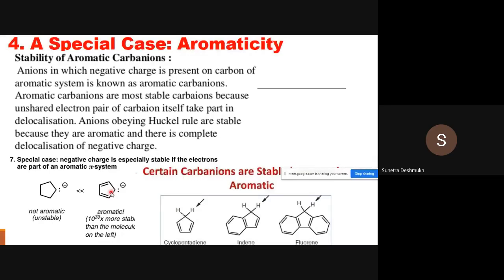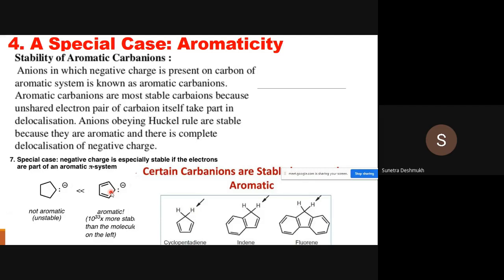This is a special case of aromaticity. Anions in which the negative charge is present on a carbon of the aromatic system are known as aromatic carbanions. Aromatic carbanions are the most stable carbanions because the unshared electron pair of the carbanion itself takes part in delocalization. Such anions obey Huckel's rule, and due to that they are more stable, because they are aromatic and there is complete delocalization of the negative charge.